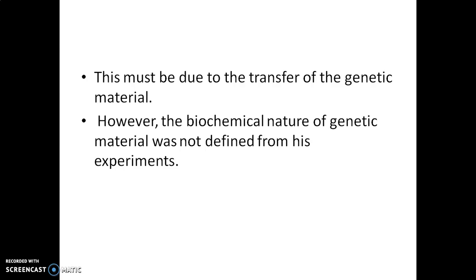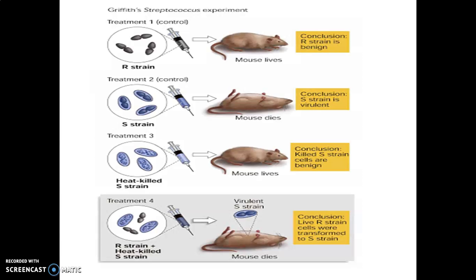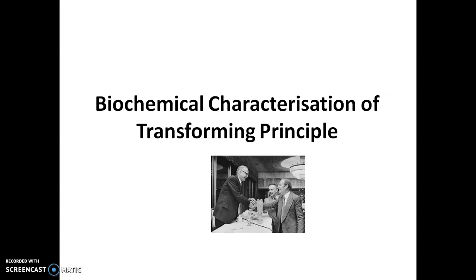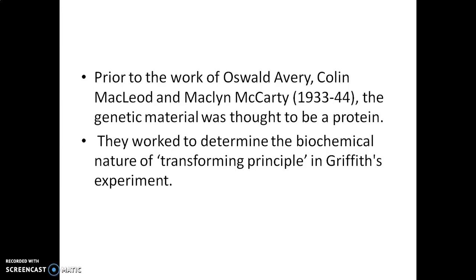So to identify whether the protein or DNA had transformed as the genetic material, we can look at one more experiment. This is the same experiment, a picture of the same experiment, the biochemical characterization of the transforming principle by Oswald Avery, Colin MacLeod and Maclyn McCarty. These three scientists thought the genetic material was a protein. They worked to determine the biochemical nature of the transforming principle in Griffith's experiment.